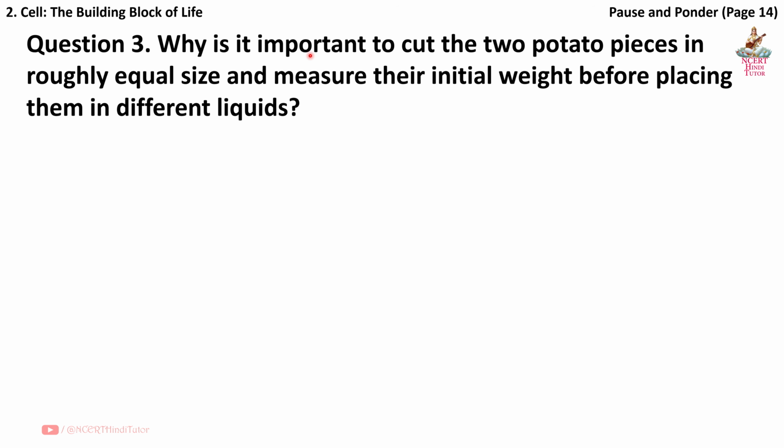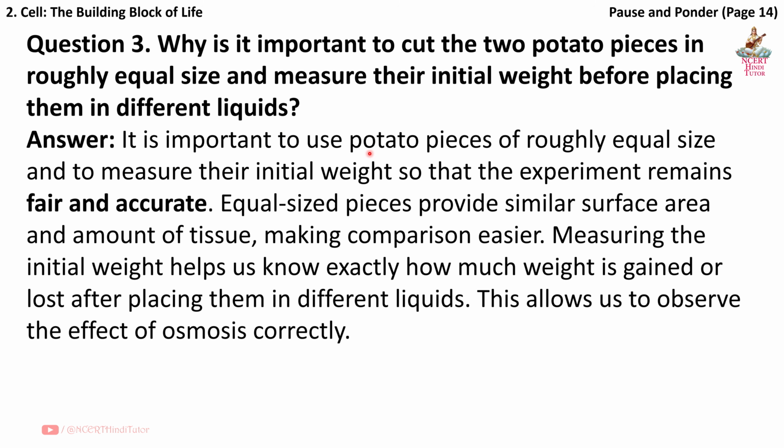Question 3. Why is it important to cut the two potato pieces in roughly equal size and measure their initial weight before placing them in different liquids? Answer. It is important to use potato pieces of roughly equal size and to measure their initial weight so that the experiment remains fair and accurate. Equal sized pieces provide similar surface area and amount of tissue, making comparison easier. Measuring the initial weight helps us know exactly how much weight is gained or lost after placing them in different liquids. This allows us to observe the effects of osmosis correctly.